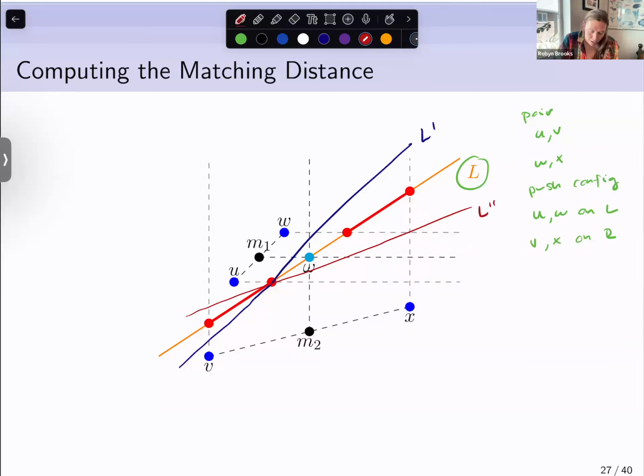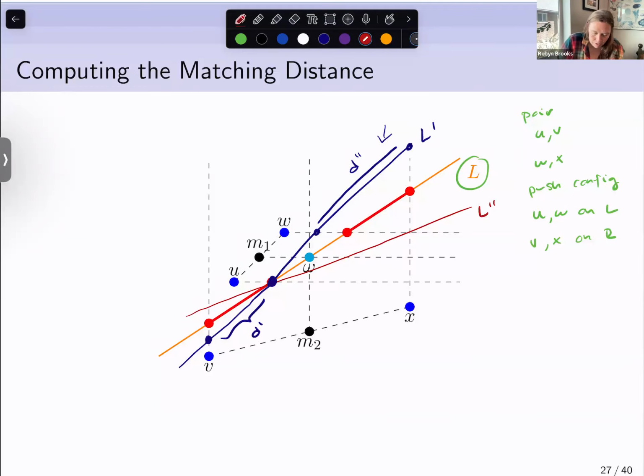So if I look at the push of V on this blue line and the push of U, this is my new distance. And I can see that the cost of matching U and V is no longer equal to the cost of matching W and X. This is a lot bigger. Those things are no longer equal. So this is not going to be an optimal matching on L prime.